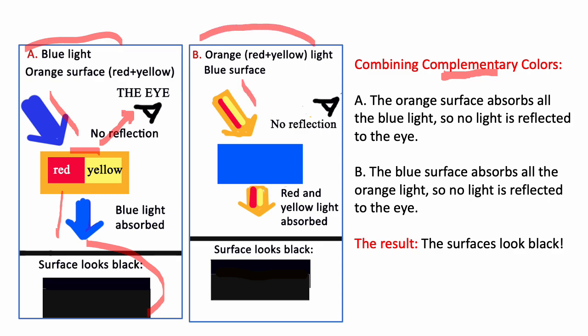This shows the opposite. That is, orange light hitting a blue surface. The blue surface absorbs all the red and yellow light, but it receives no blue light, so it has nothing to reflect to the eye. And again, this blue surface now looks black.